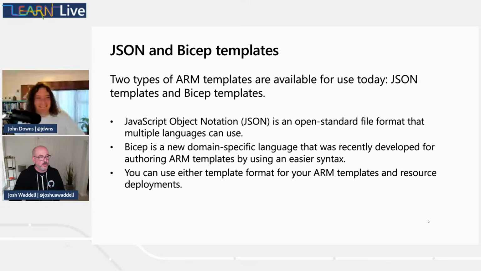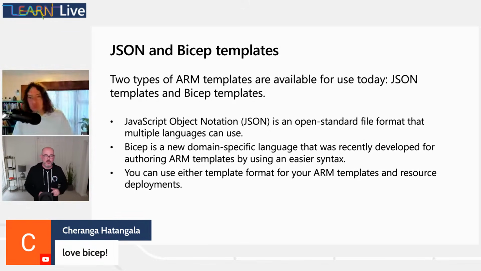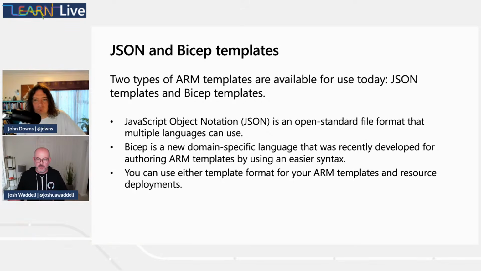Okay. So we're going to talk about two types of ARM templates: JSON templates and Bicep templates. As John mentioned in a previous slide, JavaScript Object Notation is that standard open file format that multiple languages take advantage of. Bicep is our new domain-specific language that was developed specifically to make the process of authoring templates and reading templates easier. We're going to do a little side-by-side comparison in a bit, and you're going to see what kind of difference that makes. But you can use either of these formats for your ARM templates and resource deployments. It doesn't matter. You can submit a Bicep template for deployment. You can submit an ARM JSON template for deployment.